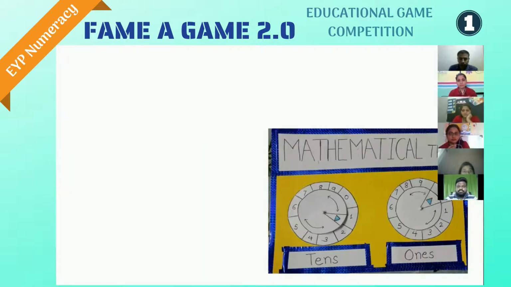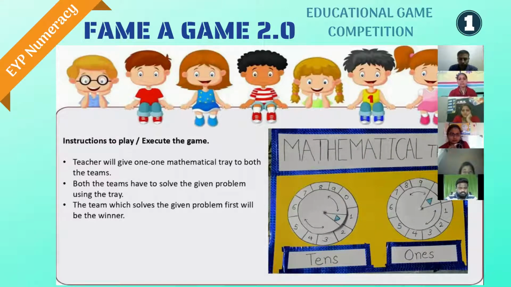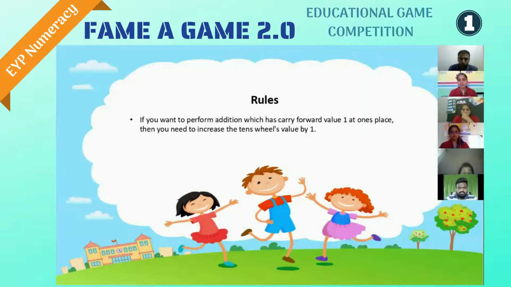So each team will get a tray, like this mathematical tray for both teams. Suppose we are doing two teams, so both teams have to solve the given problem using this tray within the time limit. Suppose the team which solves it first is going to be the winner. So this will be the format, and there is only a simple rule. If you want to perform addition which has carry forward value 1 at one's place, then you need to increase the tens wheel value by 1. So we'll explain this also in detail.